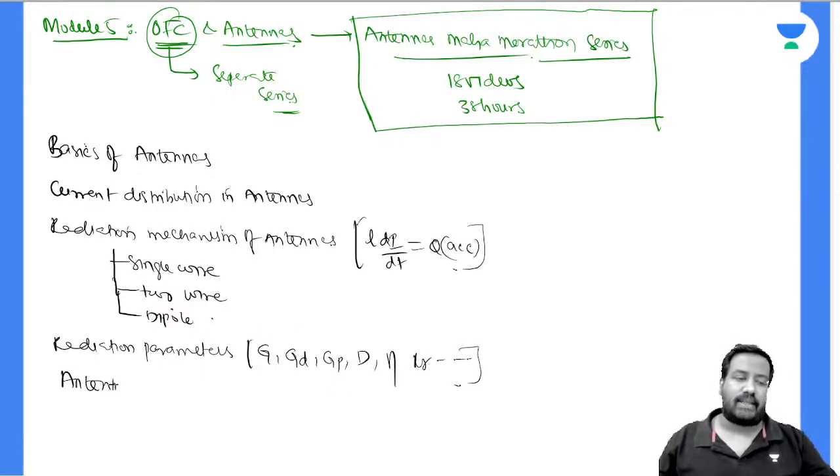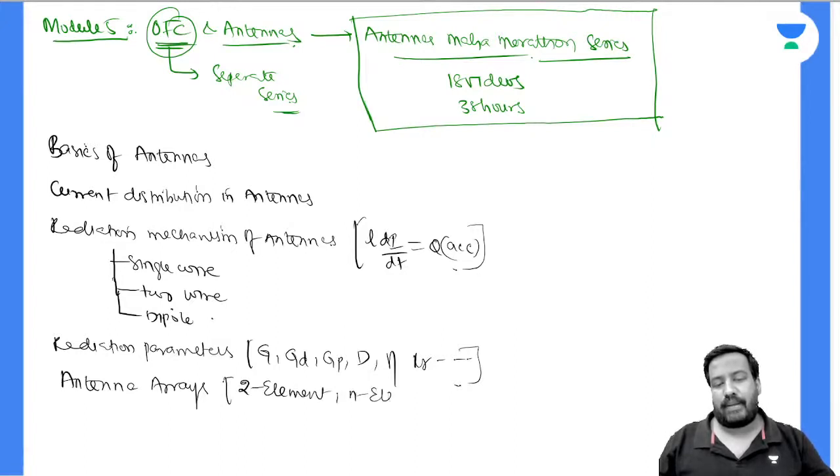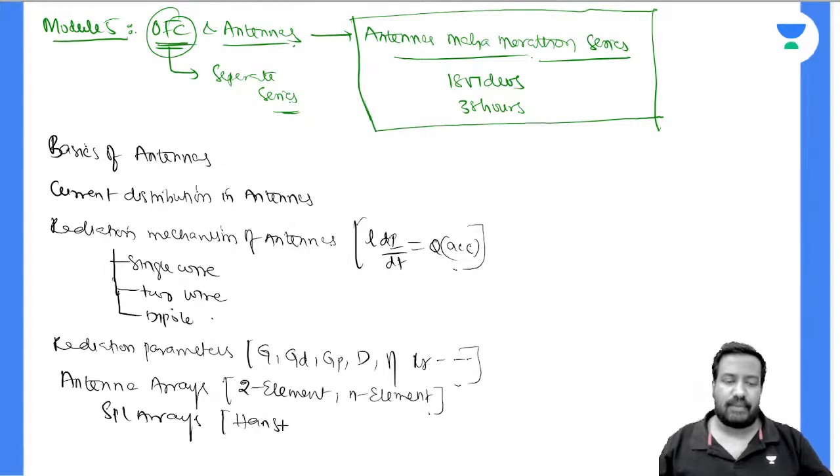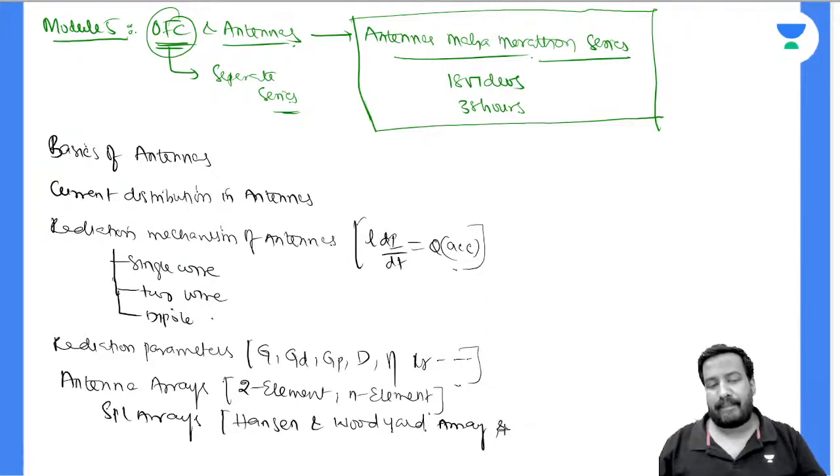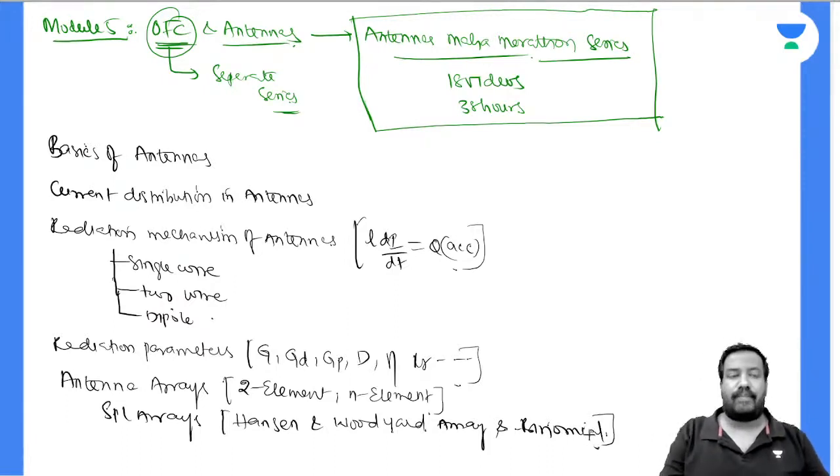Then we have seen antenna arrays. In antenna arrays, we have covered 2-element array, n-element array, and our special arrays. We have covered Hansen and Woodyard array. I can tell you one thing here, in antennas, we have covered everything actually. Hansen and Woodyard array and binomial arrays. We discussed about the advantages and disadvantages of this exclusively.